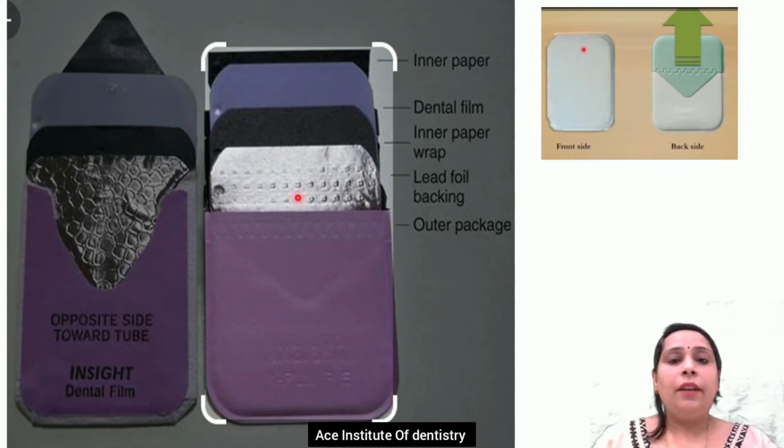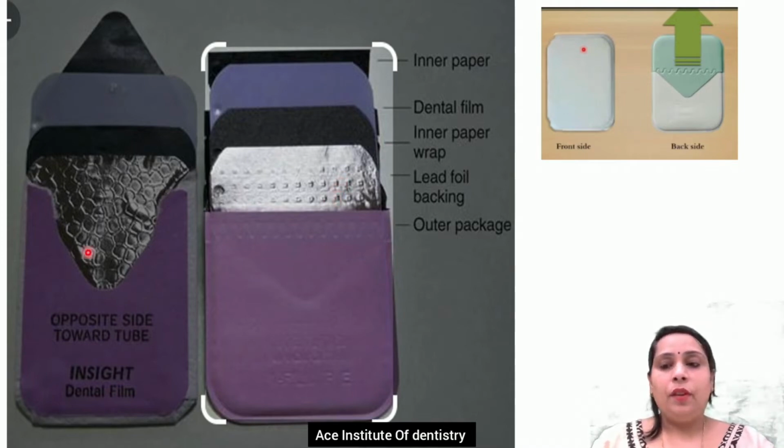Here we have a lead foil, which stops the radiation. So the exposure should be on this side. Here it has a lead foil, so we should not place this at the exposing side. This area has to be placed at the exposing side. When the tooth is exposed, it forms an image on this dental film, and the lead foil stops the radiation. So in a nutshell, we have the outer package and the black one is the inner package. In between we have the dental film, and this is the lead foil, on the opposite side towards the tube.